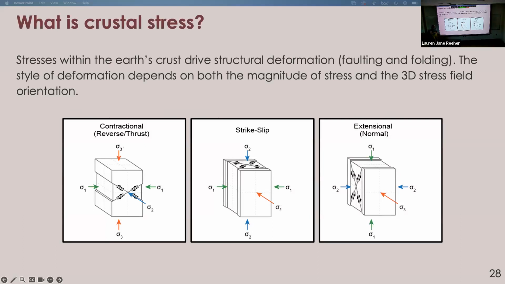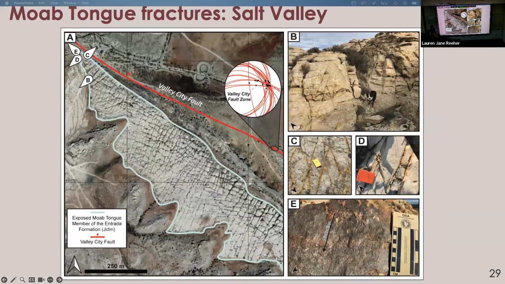Okay, so what is crustal stress and what are we looking at here? We're looking at stresses in the Earth's crust that are driving deformation, and the orientation of those stresses can determine the style of faulting that we see. So both the orientation and the magnitude of stress determine how the rock is going to deform. What we're doing is looking at evidence in the rocks themselves and trying to back out and interpret what the stress field looked like from those strain patterns.